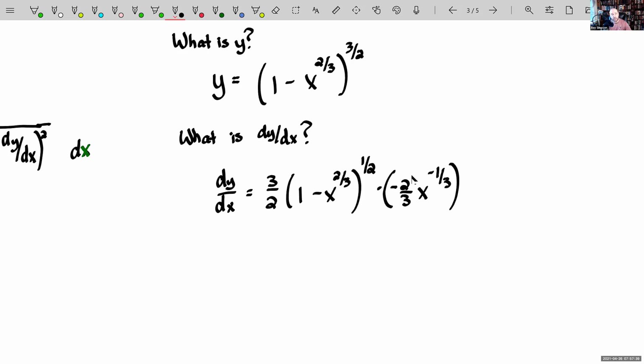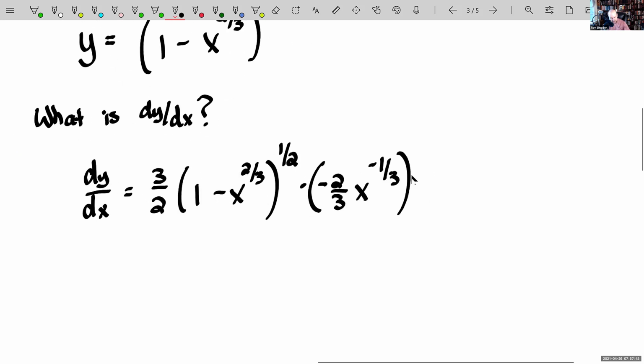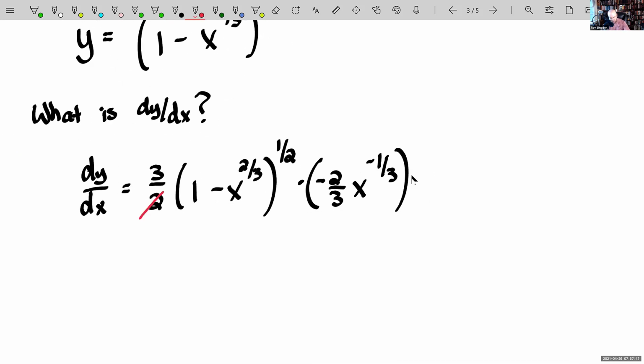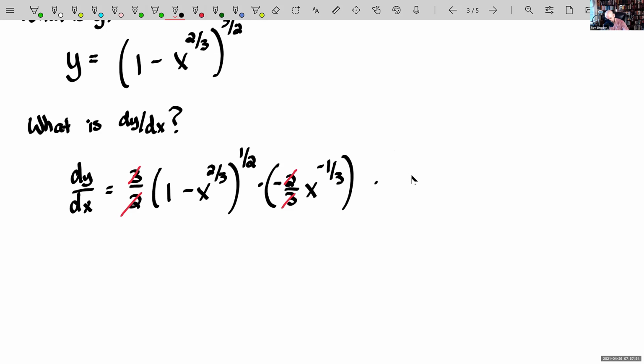So this looks pretty terrible, doesn't it? Your job is really to clean things up. So I'm going to clean this up. Notice that the 2's cancel beautifully and the 3's cancel beautifully. So that's kind of nice. So this will clean up to be a negative x to the negative 1/3 times 1 minus x to the positive 2/3 power raised to the 1/2 power. Still looks pretty terrible, doesn't it? I think so as well.